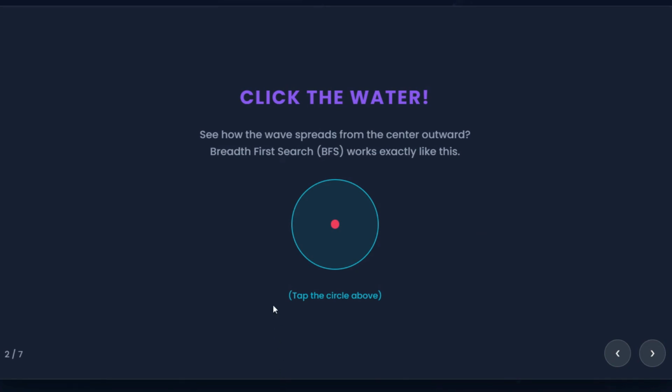They move level by level from the center outward. The wave hits the immediate edges first, and only then does it move further away. It does not go deep in one spot before checking the others. It stays broad. This is exactly how breadth first search or BFS explores data.